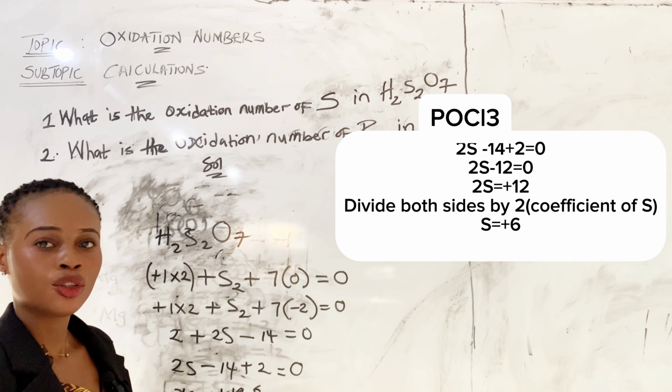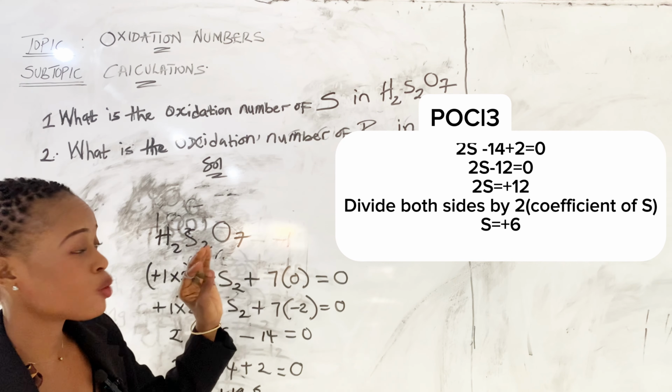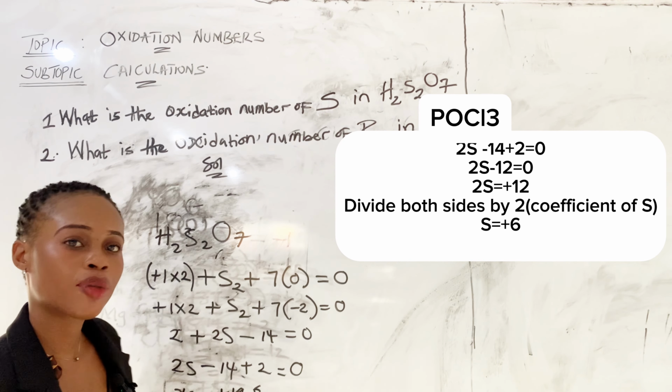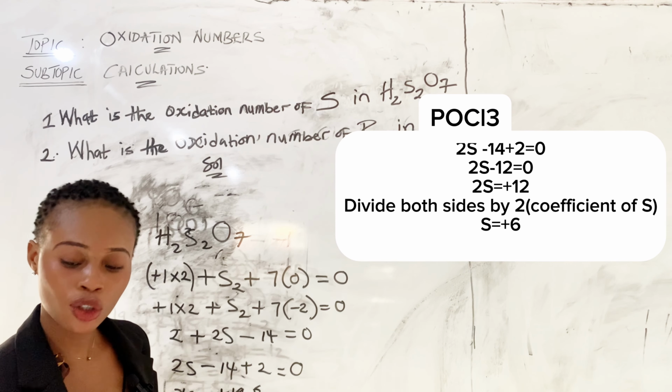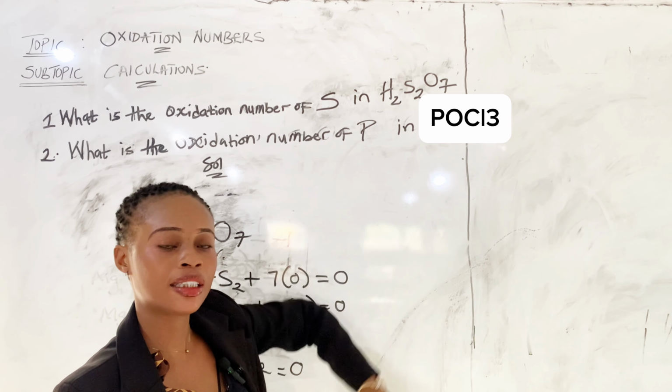Is that okay? So meaning that the oxidation number of sulfur in H2S2O7 is what? Plus 6. So you see that it's naturally not difficult. So please pause it, attempt this last question, and then see if your answer is correct.